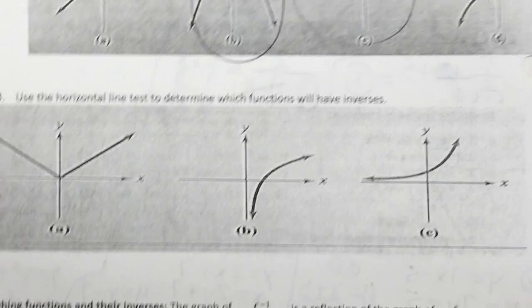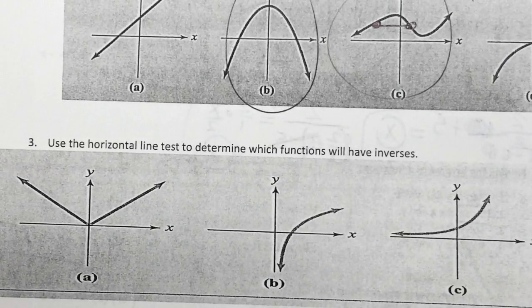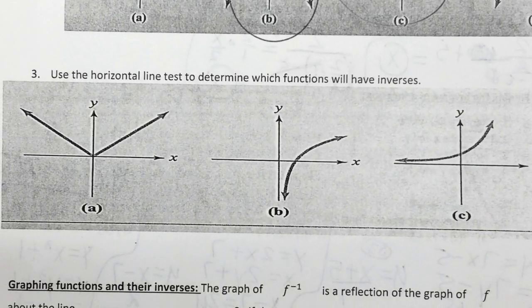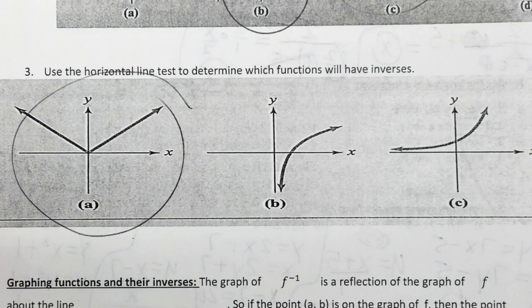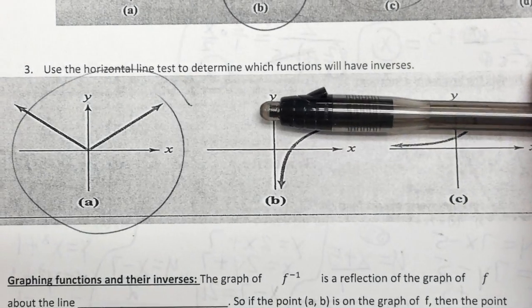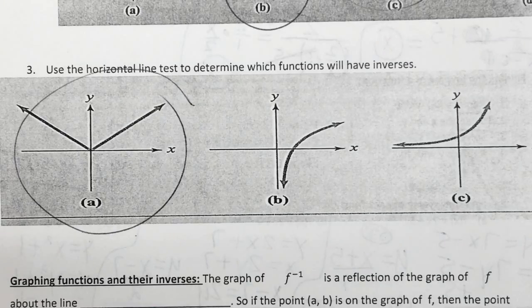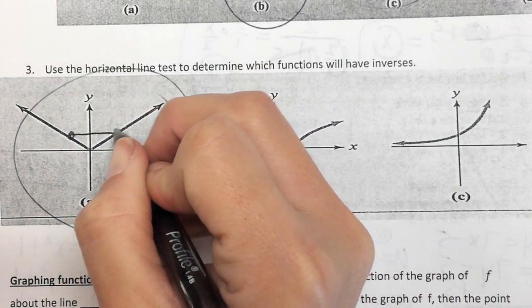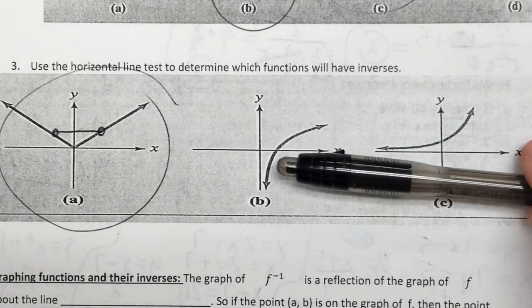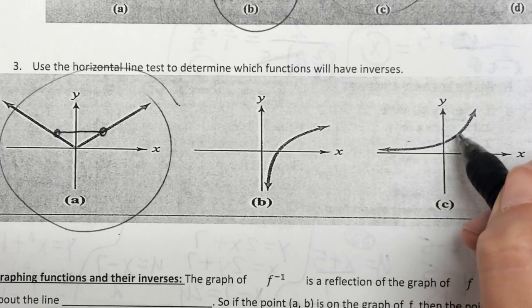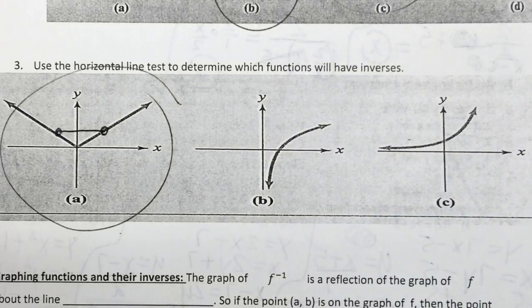Alright, so do the number 3 on your own. Just circle the ones that don't have an inverse. Which ones did y'all circle? A. B or C? Nope. Wait, were we circling ones that do not have an inverse? So this one doesn't have an inverse, doesn't pass the horizontal line test. B does, and so does C, because this is not going straight across, it's going at an angle right here. Okay.